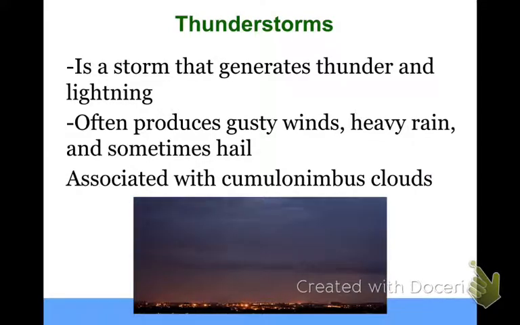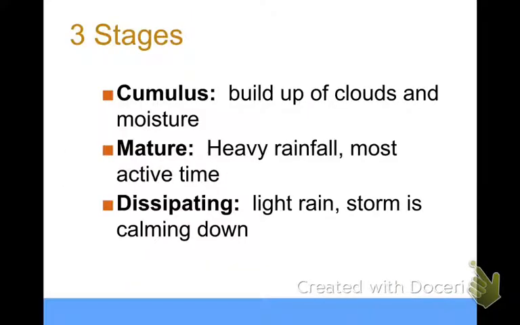So I'm going to move on. Remember to always summarize as you're writing. Don't write down word for word. Next, you have your 3 stages of a thunderstorm. You start out with your cumulus cloud. The cumulus cloud is, remember, the little fluffy cloud.